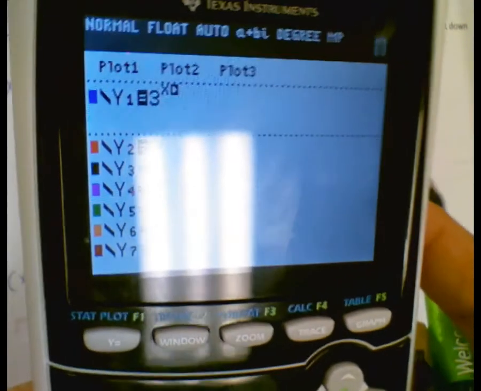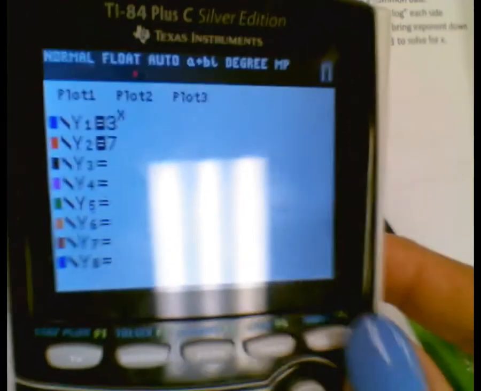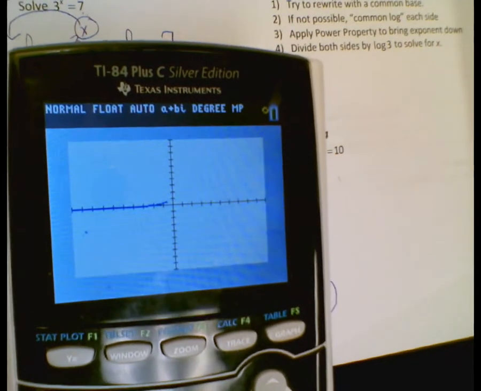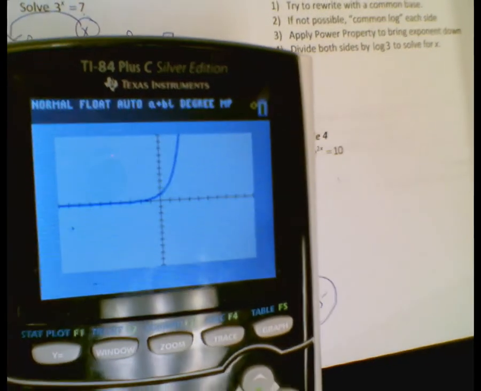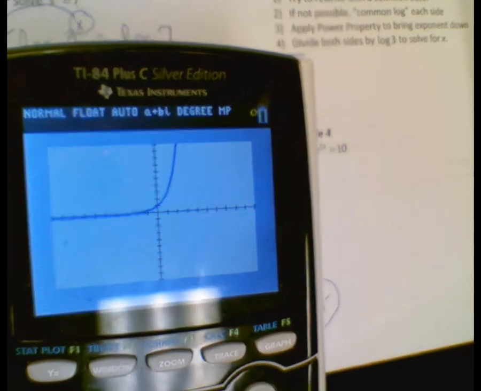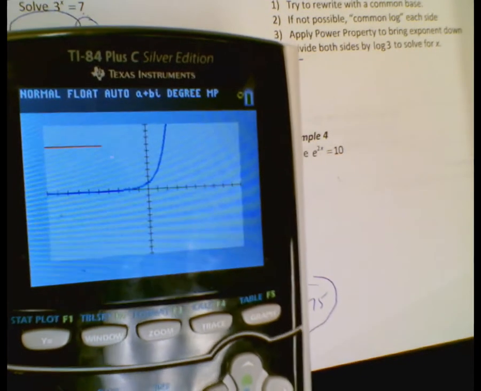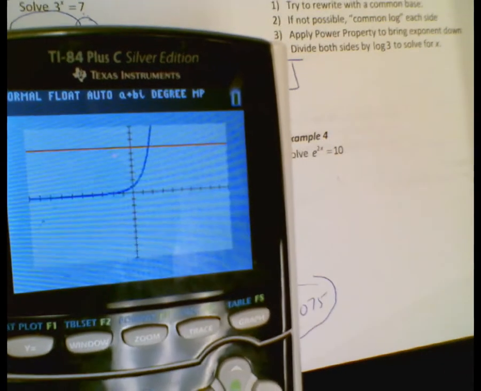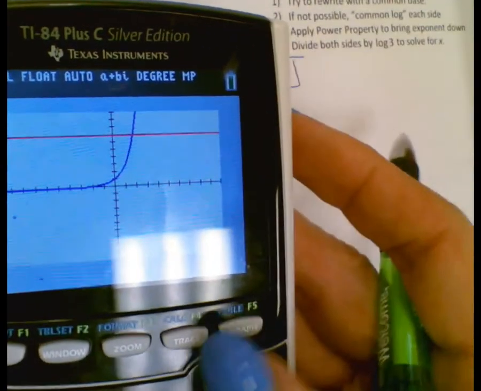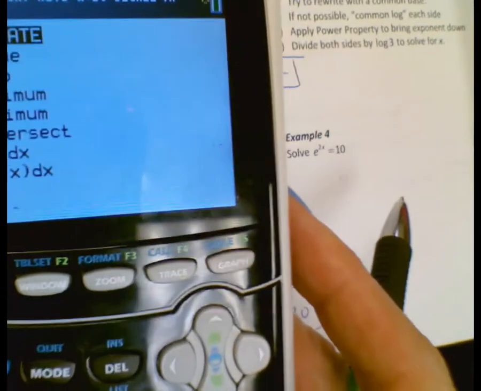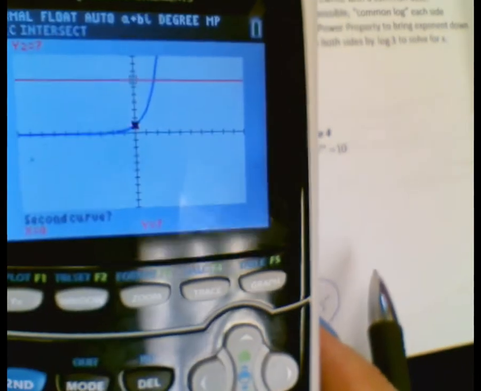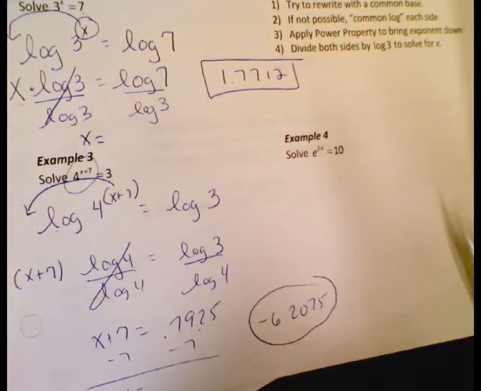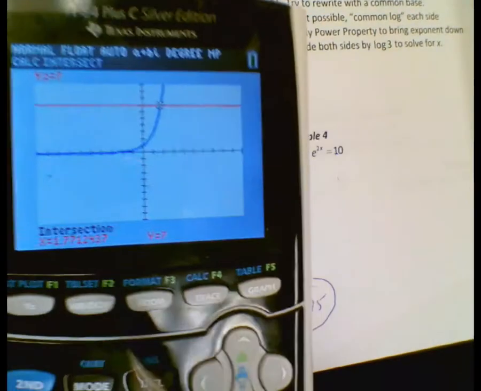3 raised to the x, 7. This is my trick. That's how I teach my kids to survive the ACT test. Any equation can be done on a calculator. So that's 3 to the x. It's exponential. Here comes the horizontal line 7. See that they're intersecting? If you can't see the intersection, you have to expand your axis a little bit, but we can see it. So we press second, trace, number 5, intersect, enter, enter, enter. Answer is 1.77. Remember that? 1.7712. Same answer.